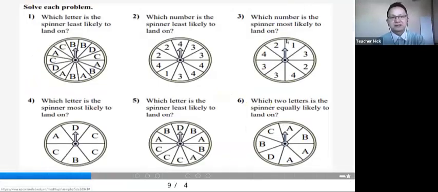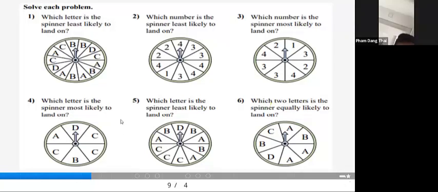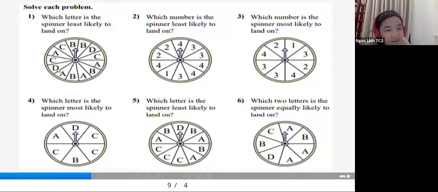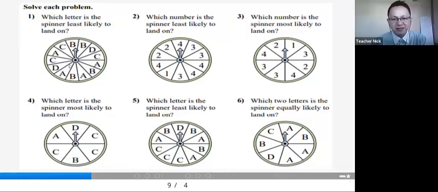All right. Next, can you answer this? Give me the answers here. Which letter is the spinner least likely to land on? Is it A, B, C, or D? Least likely. Letter B or letter D? D. Yes, letter D.